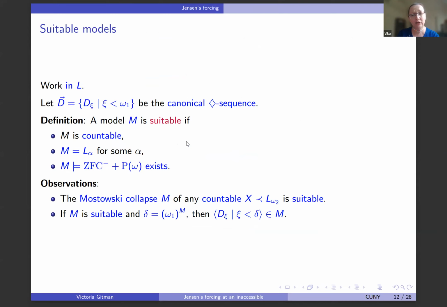I need a final ingredient before I show you the construction of Jensen's forcing. Okay, how am I doing on time?